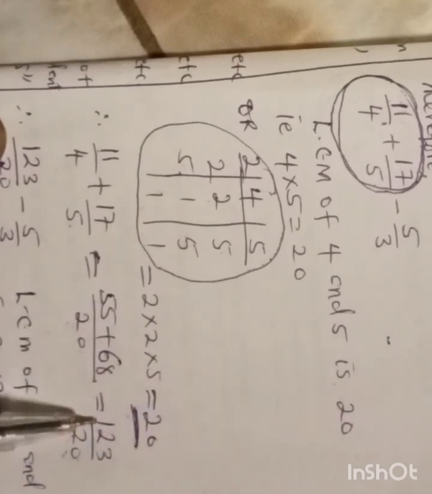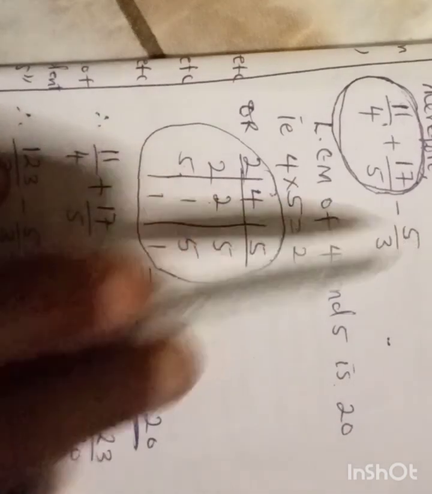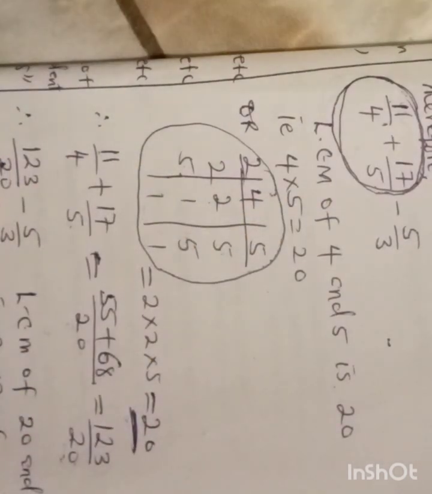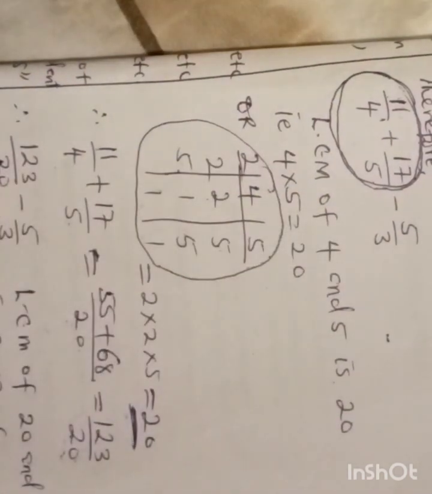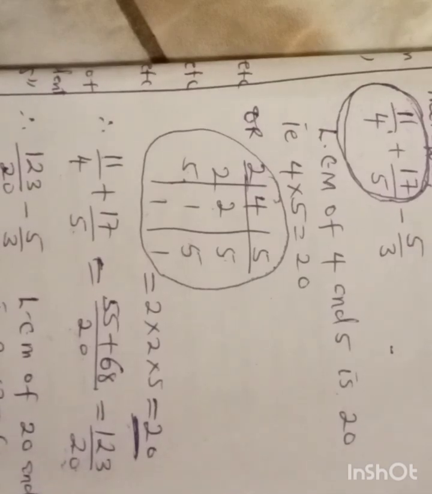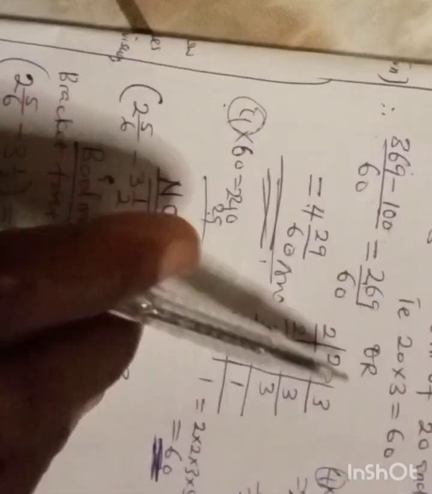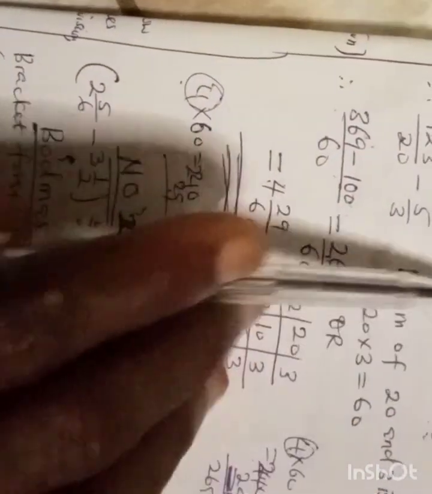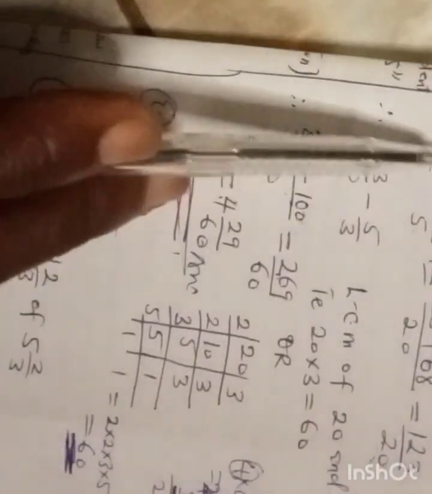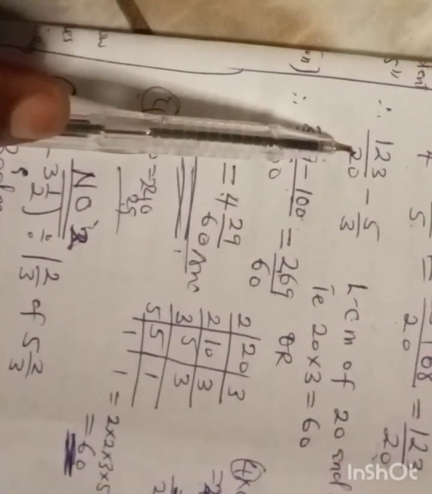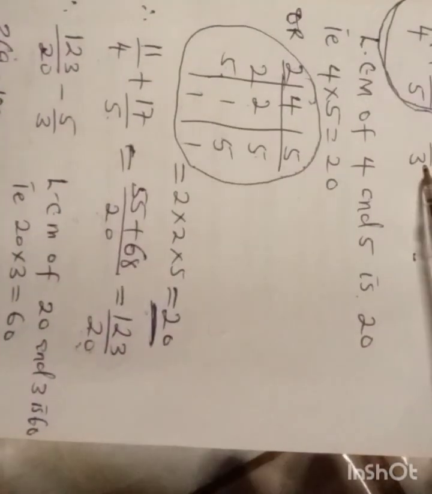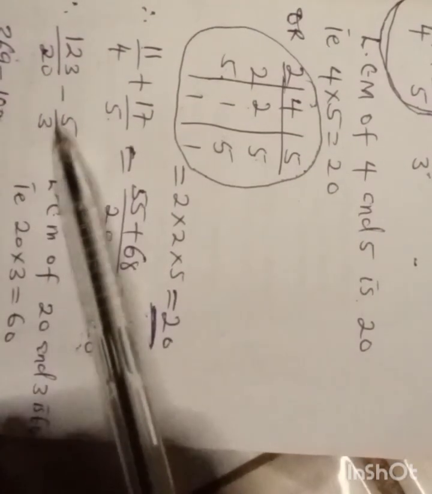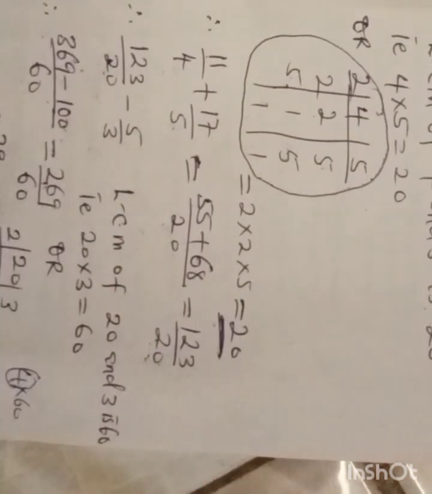So now you have 123 over 20, minus 5 over 3 that is here. Now also look for the LCM of 20 and 3. I have told you before. When you fix in the whole of this value, it is replaced into this place by this equation. So now look for the LCM of 20 and 3.